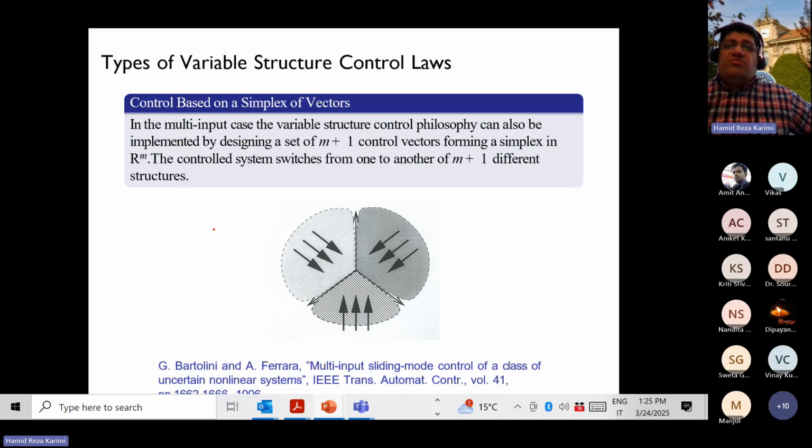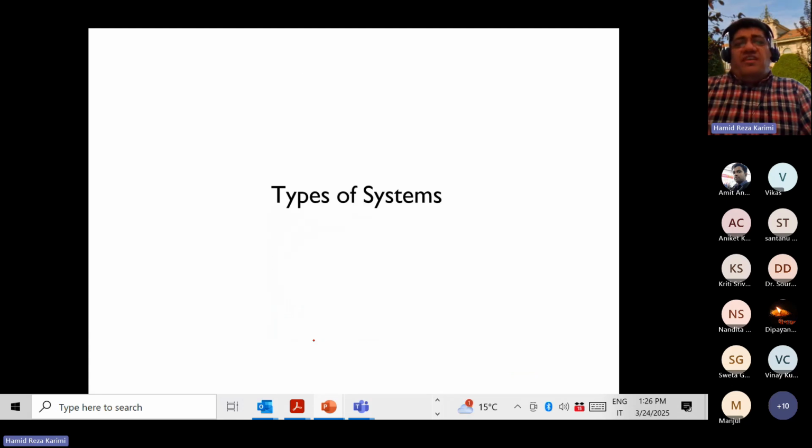With that, you need to design a set of n+1 control vectors, and then the system can switch from one to another one. So now you have more switching possibilities. If you look at this publication on sliding mode control of a class of nonlinear systems with multiple inputs, you can get a better idea of how this simplex of vectors can be realized.